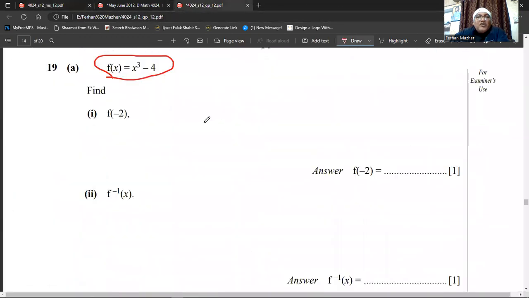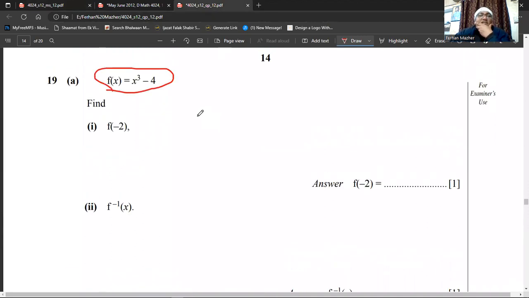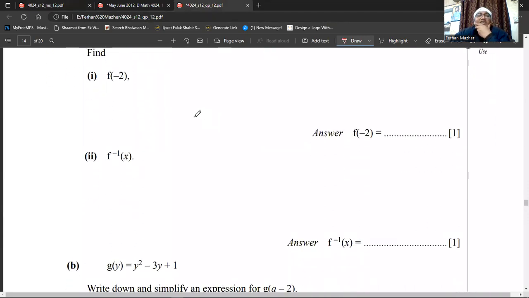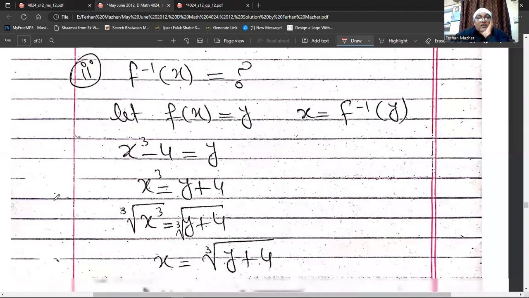Okay, so then the next part is find f inverse of x. Whenever you have to find f inverse of x, the first thing you need to write is, suppose that f of x is equal to y. That is the very first step which I do. Okay, so here we go.